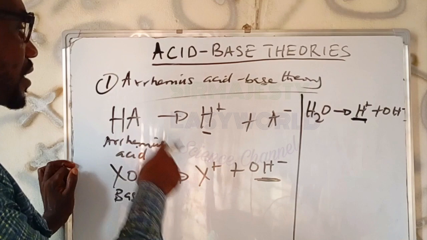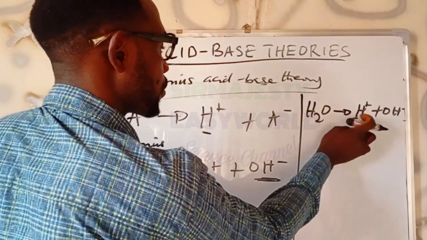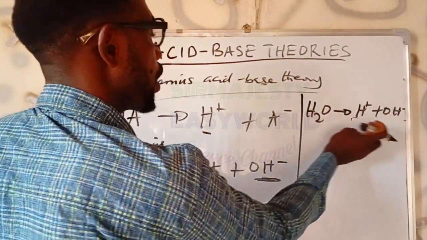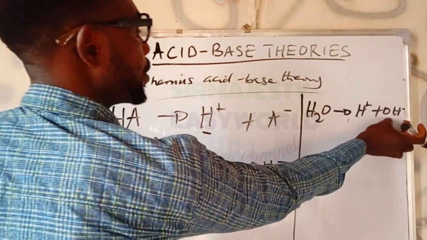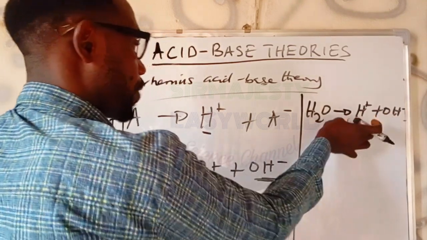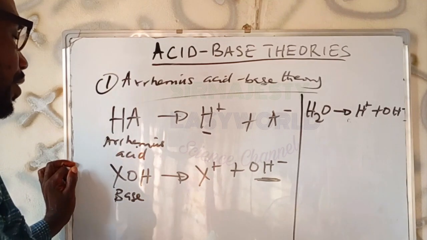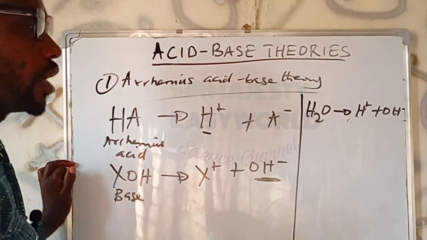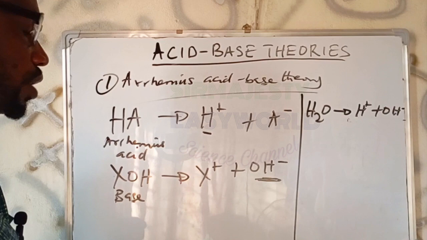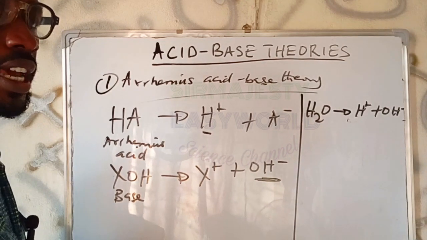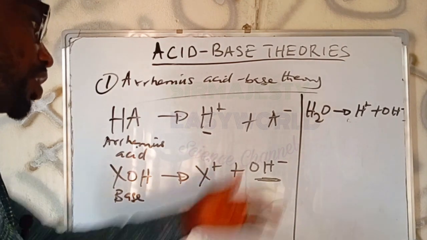Therefore, an Arrhenius acid is anything that will increase the concentration of hydrogen ion to dominate that of OH, while a base is anything that will increase the OH of water to dominate that of hydrogen ion. That is what Arrhenius sees as a base. I've told you the limitation to this is that he only accounted for acid-base reactions in aqueous solutions.